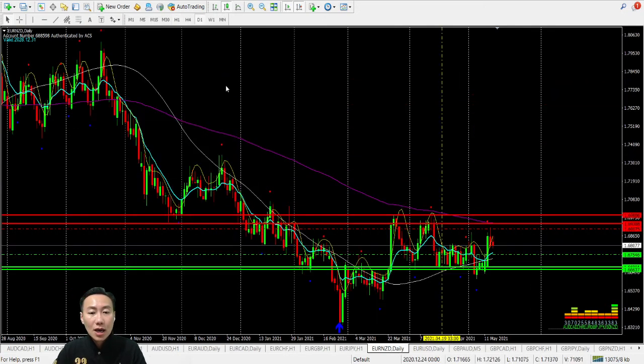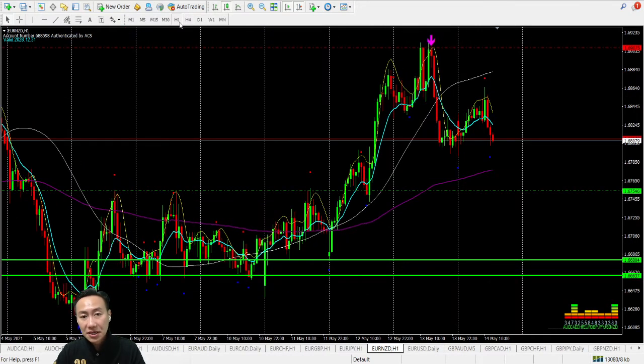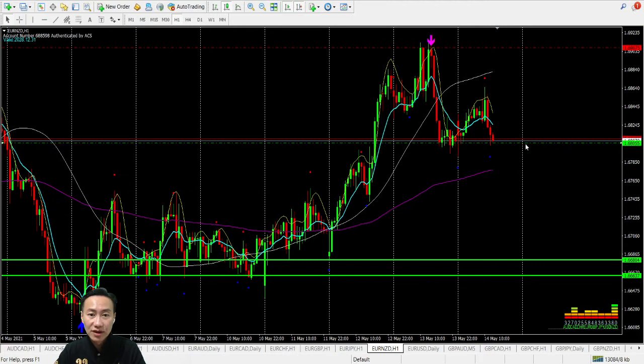Okay, how about euro kiwi? Euro kiwi is now on the bull, turning down for short, a retracement in the bull market. In this case, early this morning I was saying that with euro kiwi you can have a short. However, it may be a short-term gain because the support is very near.